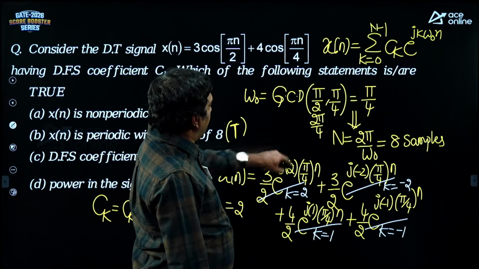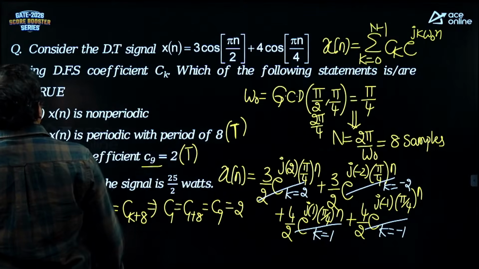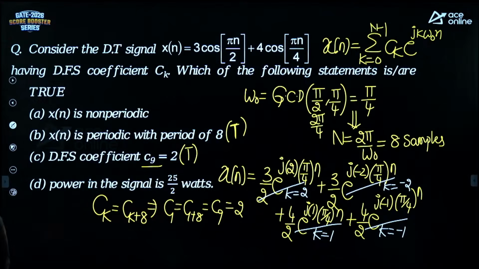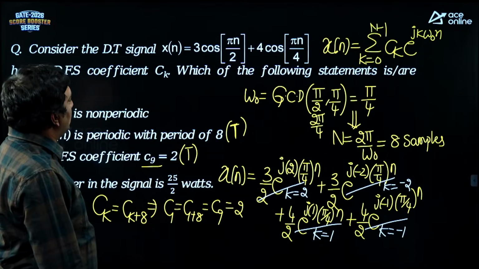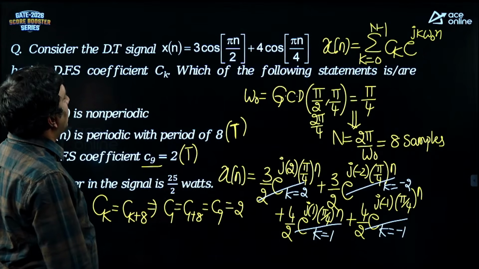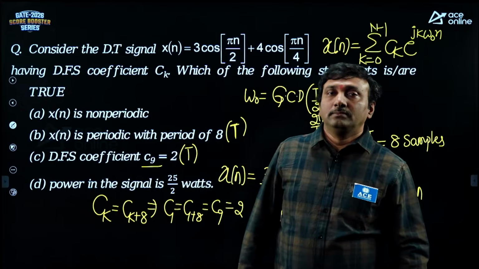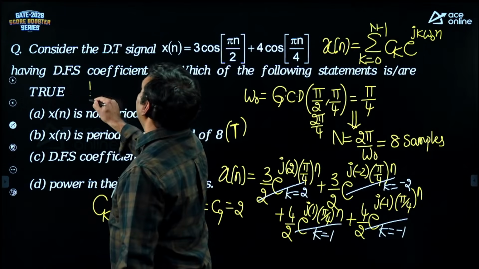After expansion, only first and second harmonics are visible for us, but a higher harmonic number is given. Ck equals Ck plus n. Power in the signal is 25 by 2 watts. How to get power in the sinusoid? For a cos or sin function, A square by 2 is the standard relation.